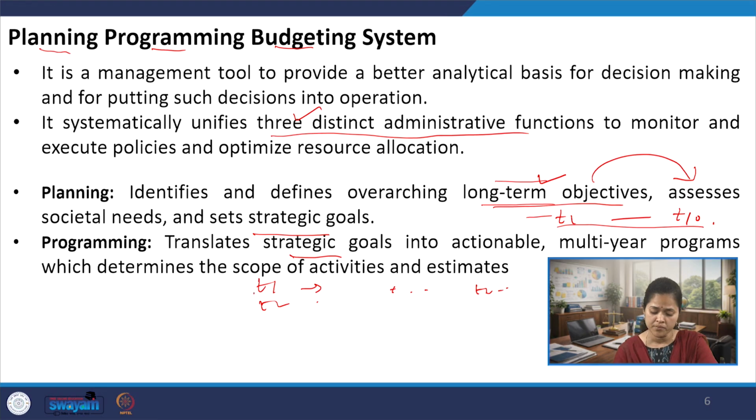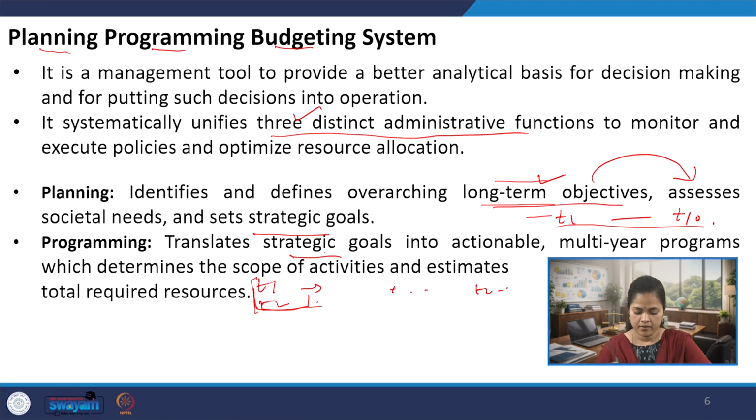And sometimes we also go for a cluster based approach. There, we have to take into account, let us say, that similar kinds of activities are to be taken in both the years, let us say T1 and T2. That is the reason the strategies should be uniform, or similar strategies are to be followed over these years. So, this is a part of our programming which translates the strategic goals into actionable tasks.